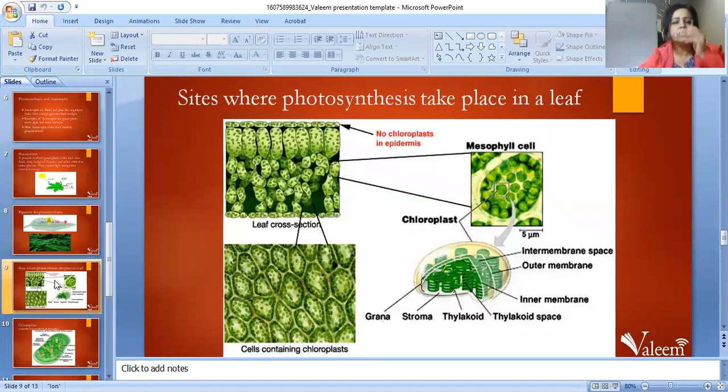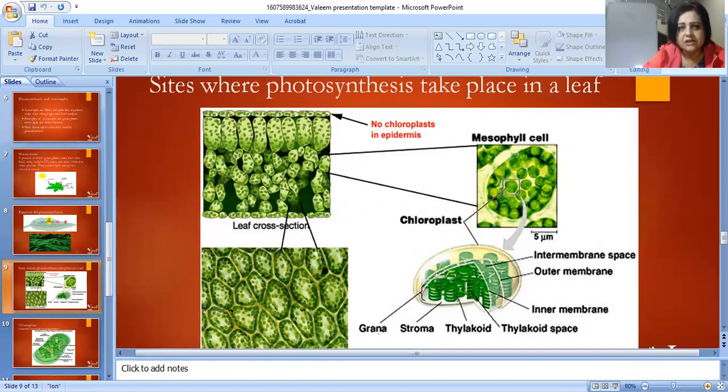Now, sites where photosynthesis can take place. To all my O level as well as A level students, they all know that photosynthesis takes place in palisade mesophyll cells. There are two different types of mesophyll cells. There are spongy mesophyll cells, then there are column-like palisade mesophyll cells, and at the same time photosynthesis also takes place in guard cells.